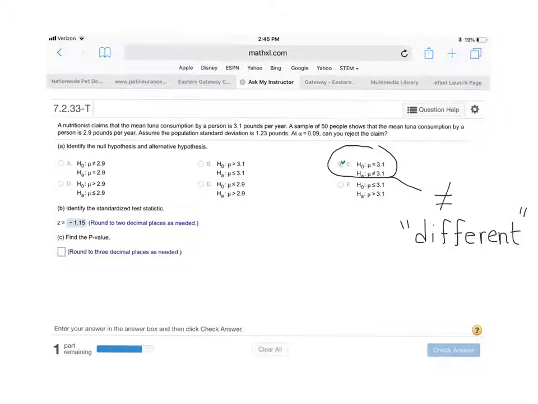And so when we think that it is different, we choose to use a not equal to in the alternative hypothesis. So if we visualize what this represents here, we've got this test where they've claimed that the average amount of tuna consumed per person every year is 3.1 pounds, and we found that in our sample, the average amount of tuna consumed per person was 2.9 pounds.